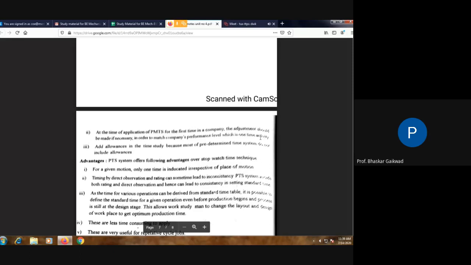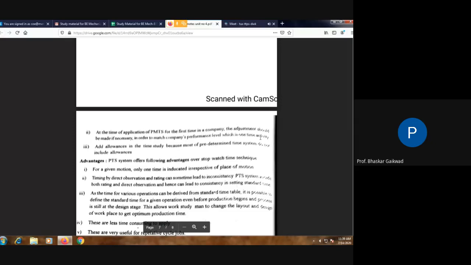So why is there a need for this standard time? Because every time, production and cost, productivity and company target are very important. In order to achieve less cost, more production, more productivity and targets, and to achieve the given delivery date, we require the time for each activity, each motion, and this we can also decide at the design stage. This allows the work study man to change the layout.